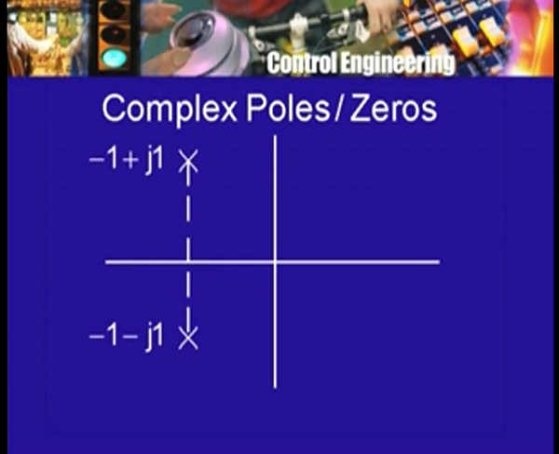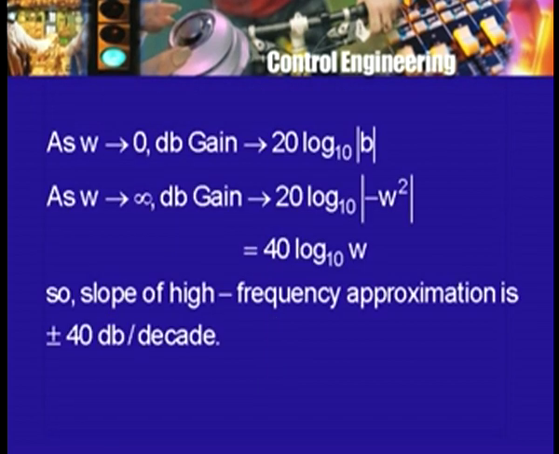Now, we are considering them in complex conjugate pairs. So, the contribution will have a slope of 40 dB per decade for a pair of zeros and minus 40 dB per decade for a pair of poles. So, that is one thing that is to remember.